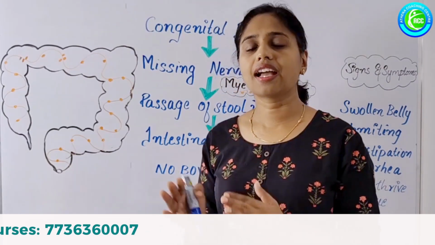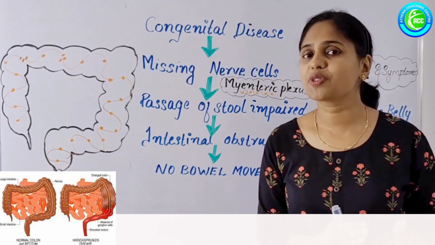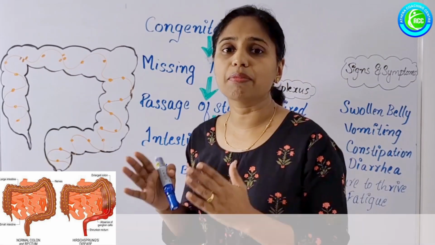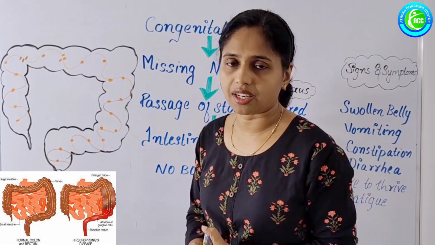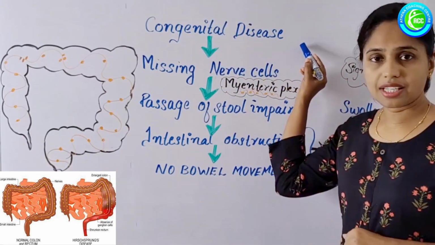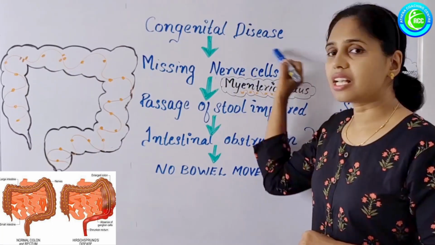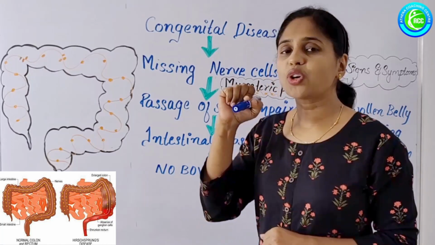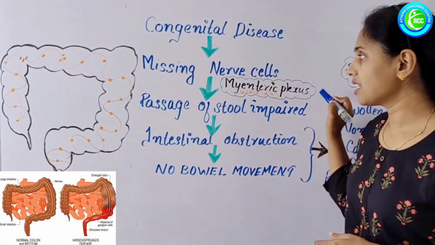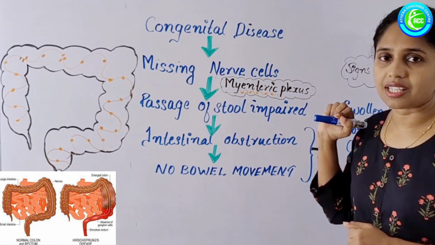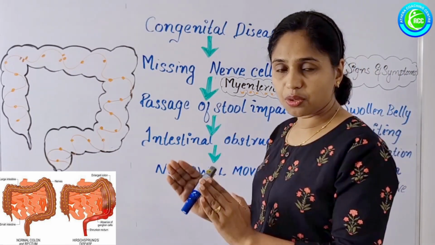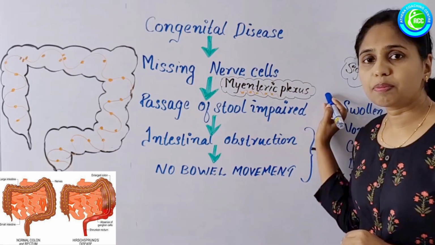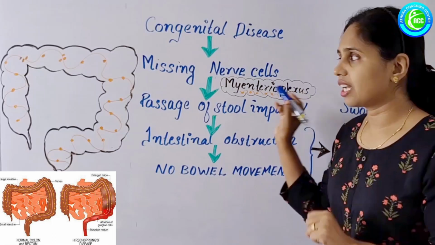So what is this aganglionic megacolon? That is absence of ganglionic cells in the megacolon, that is the large intestine. So this is a congenital disorder in which nerve cells are missing in the large intestine. So what kind of nerve cells are missing? That is the myenteric plexus. So this is a congenital disorder in which the myenteric plexus are missing in the colon.